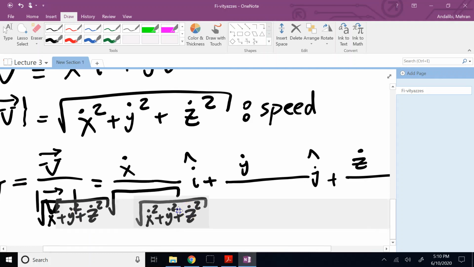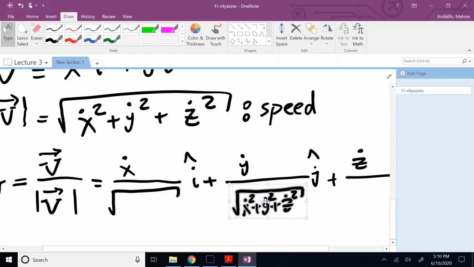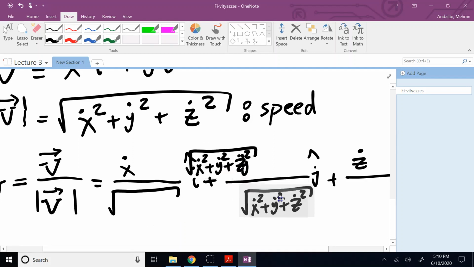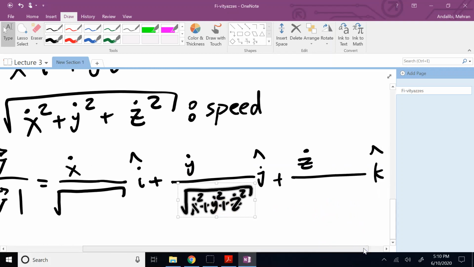See if it allows me to copy. No, apparently it does not. Okay, so if it doesn't, that is fine. I write it. I'm still not a pro using this software.